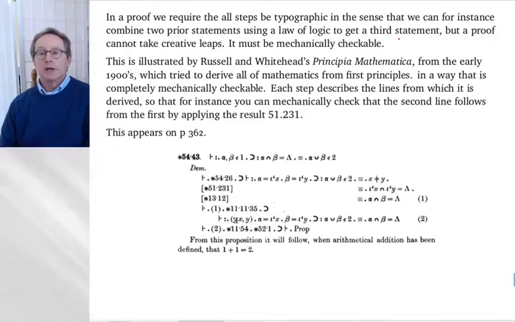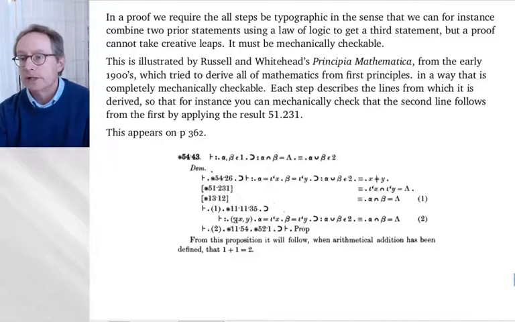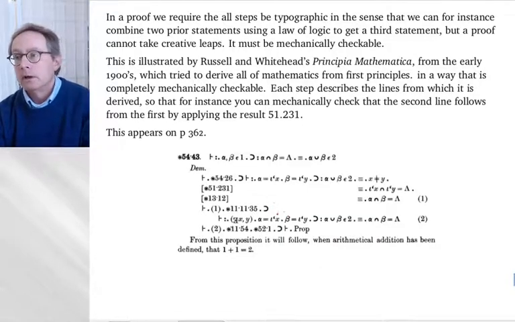So this is illustrated by the work of Russell and Whitehead in the Principia Mathematica from the early 1900s, where they tried to derive all of mathematics from first principles in a way that is completely mechanically checkable. So they did this before there were computers. Each step describes the line from which it is derived. You can see here the different steps and all the notation. We're not going to go into what the notation means. But nonetheless, you can see that it's immensely detailed work. And in principle, you can mechanically check this result from that result, sort of thing.